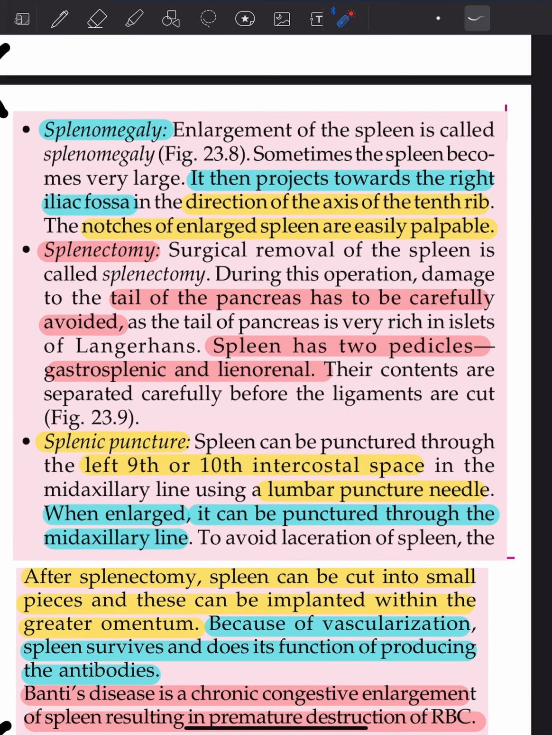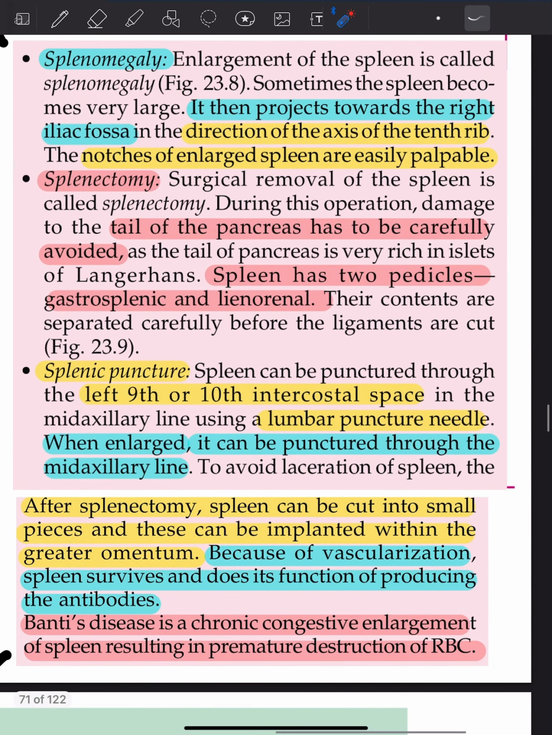And these notches itself are very palpable in case of splenomegaly, right? And don't forget the anterobasal angle, the clinical angle, which becomes enlarged primarily rather. Okay, now if we talk about splenectomy, what do you understand by splenectomy? It's the removal of spleen, surgical removal of spleen basically.